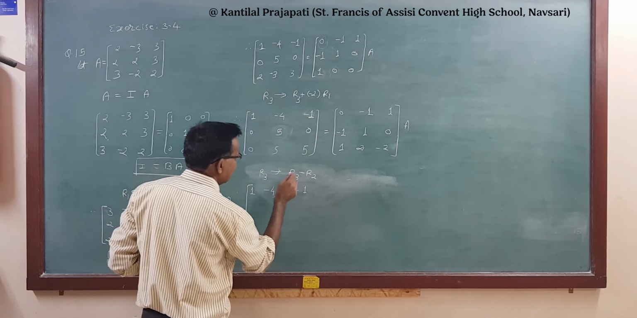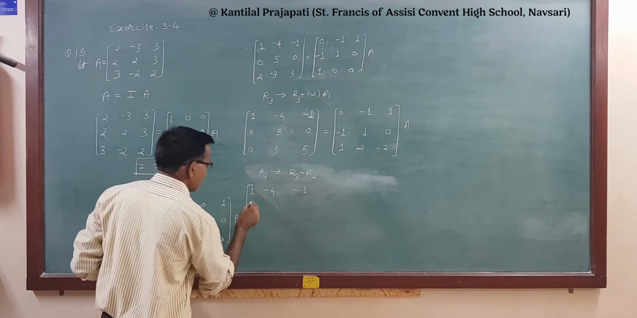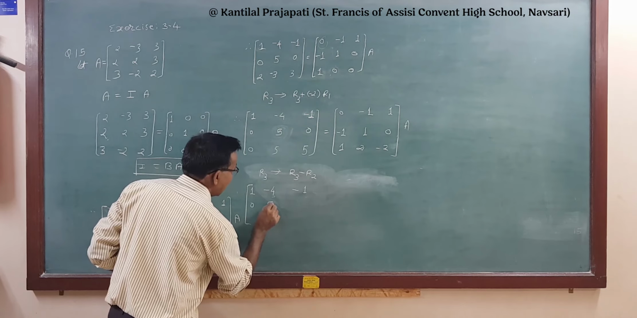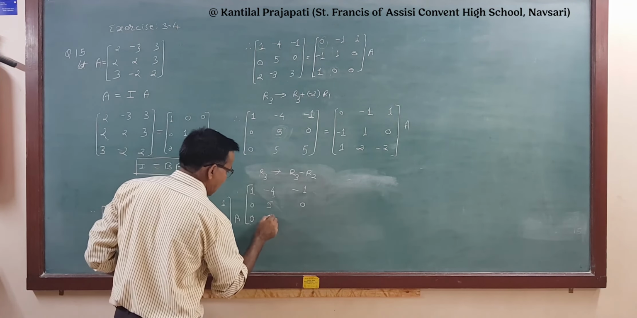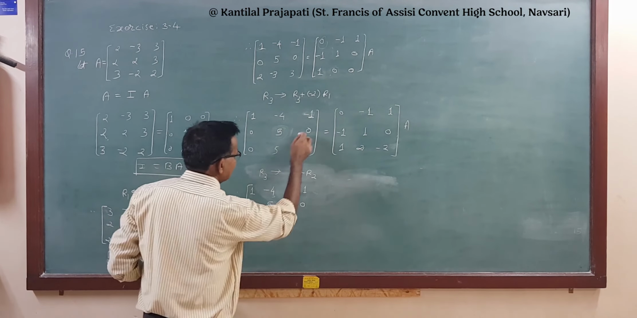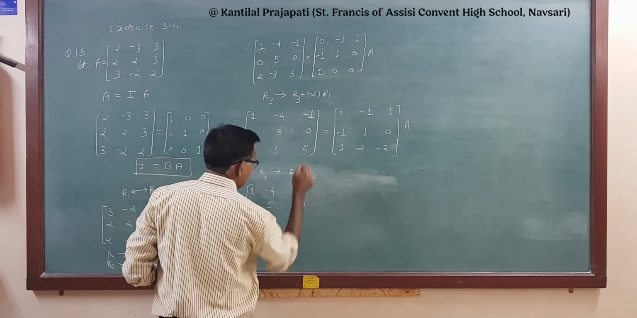Minus 1, only the third row will be changed, 0, 5, 0. And 0 minus 0 is, 5 minus 5 is 0. And what is 5? 5 minus 0 is 5.